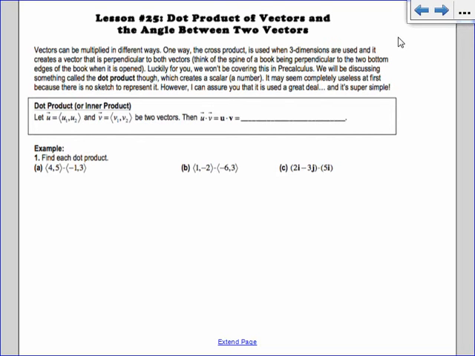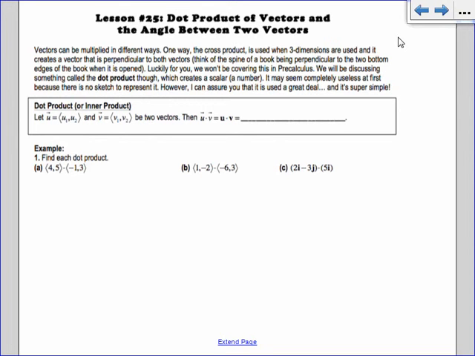Luckily for you, we're not going to do cross products, but we are going to do another type of product, which is super simple. We're going to be discussing something called the dot product. What this does is it creates a scalar, which is a number. And this number seems completely useless at first. There's no geometric representation of it, so it doesn't create a perpendicular vector or anything like that that you can see in a picture. However, I can assure you that it is used a great deal, and like I said, it's super simple.